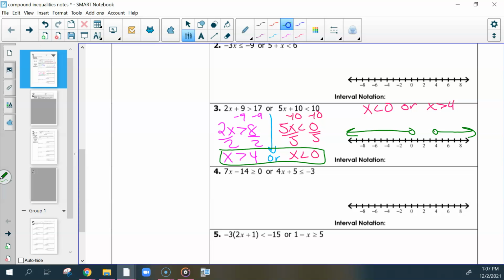The interval notation for that one would start at negative infinity, go to 0, but it's not included, so we need parentheses. Or start at 4, but we need parentheses, and go to positive infinity. Would those be closed circles? No, because these aren't equal to. If they were, then yes. Any other questions, concerns, confusion on that one?